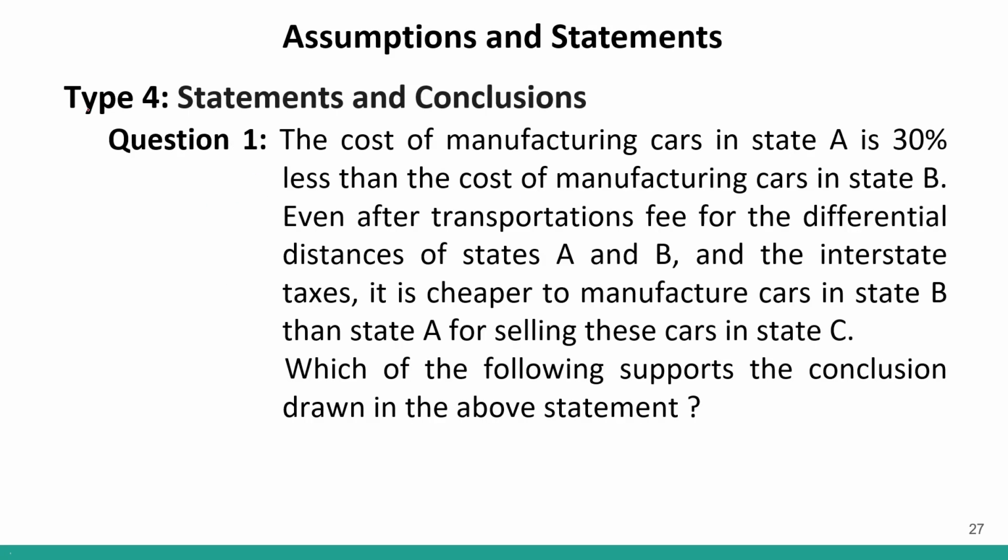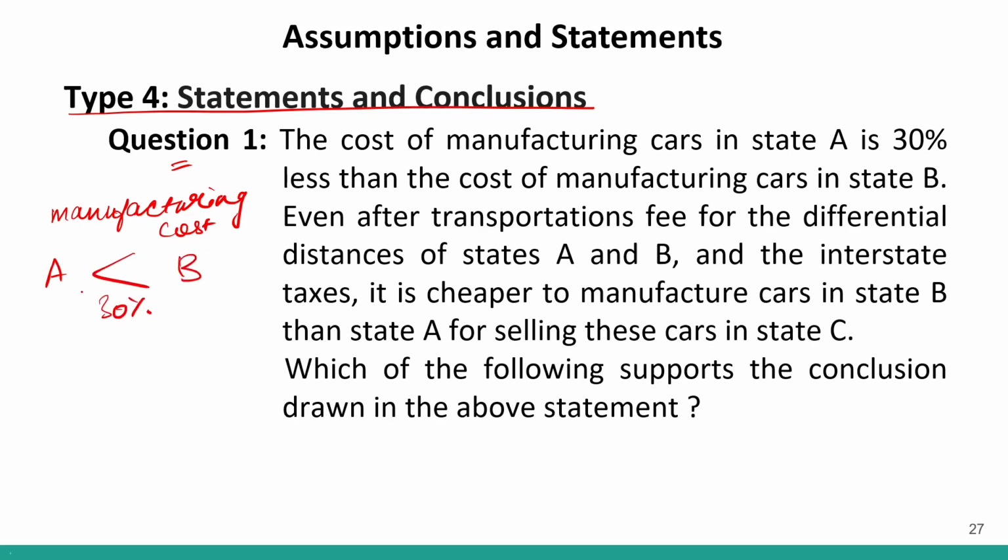Okay. Now, type 4: statement and conclusion. The statement is given to us, and we have to identify which of them can be the conclusion. Question number 1. The cost of manufacturing cars in state A is 30% less than the cost of manufacturing cars in state B. So we are talking about manufacturing cost. Manufacturing cost in A is less than in B by 30%, correct? Manufacturing cost in A is less than B by 30%.